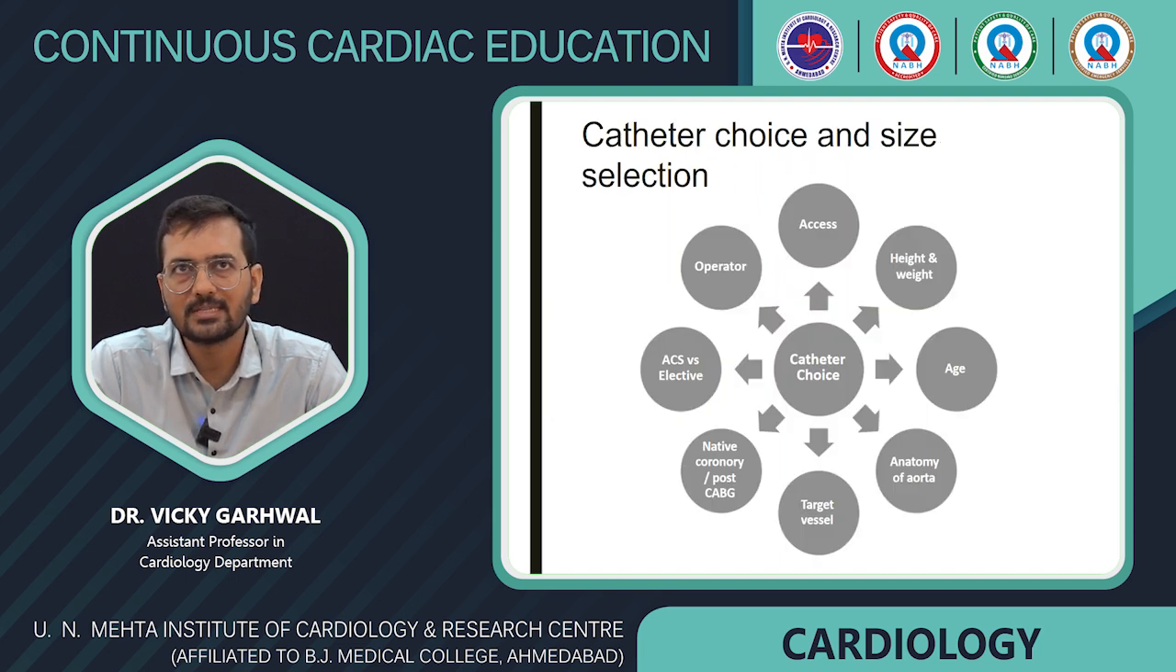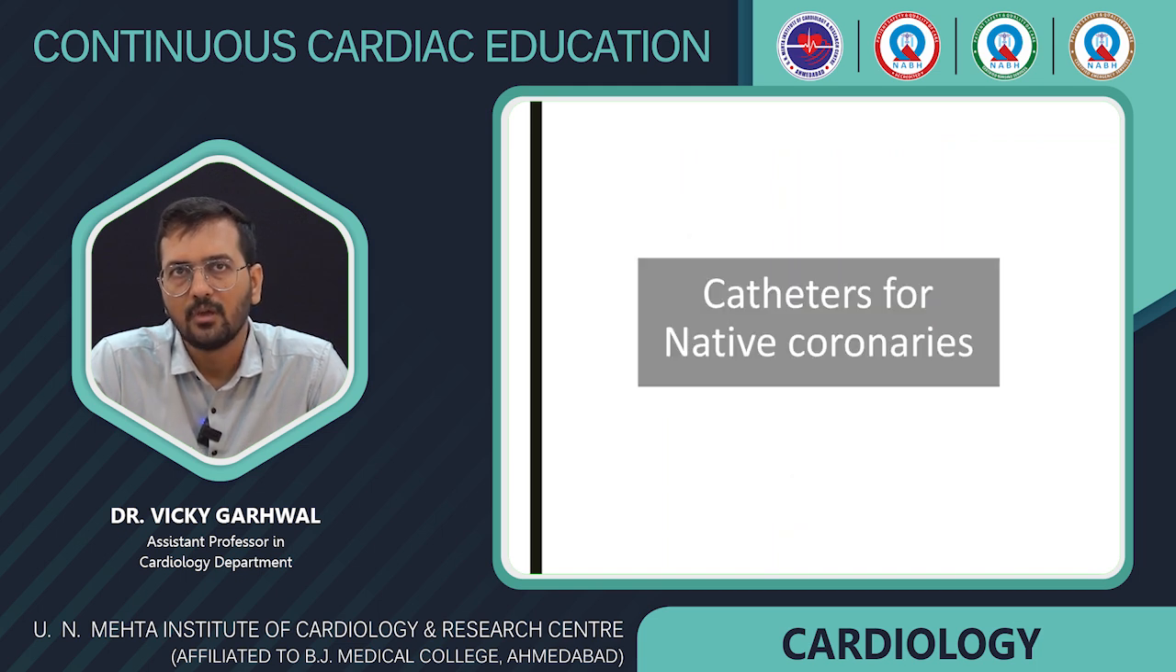So catheter choice and size depend upon the access, whether it is radial or femoral, because in the radial approach we have to take 0.5 less as compared to the femoral in the case of JL. Height: as the patient is tall, we have to use longer catheters of 110 cm or 125 multi-purpose according to the height of the patient. Age, anatomy of the aorta, whether it is a short aorta, long aorta or tortuous aorta, and target vessels, whether it is left or right coronary, native coronary versus post CABG, and whether it is ACS or elective.